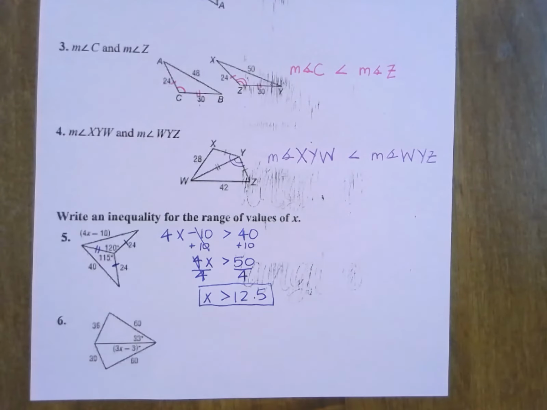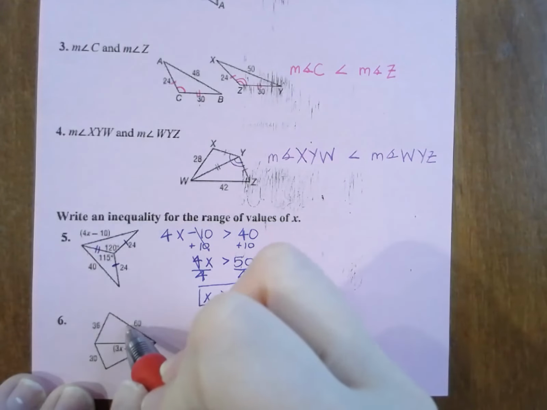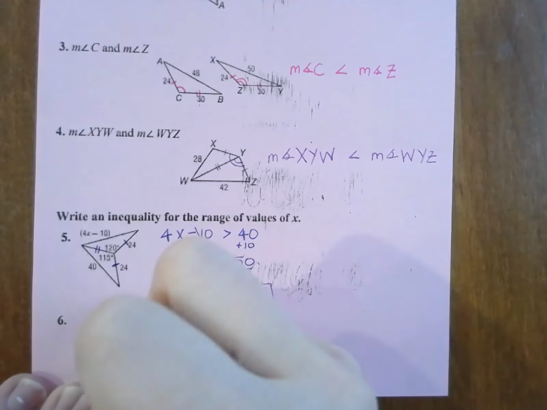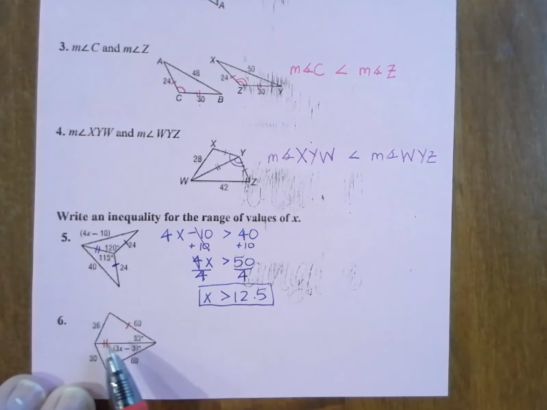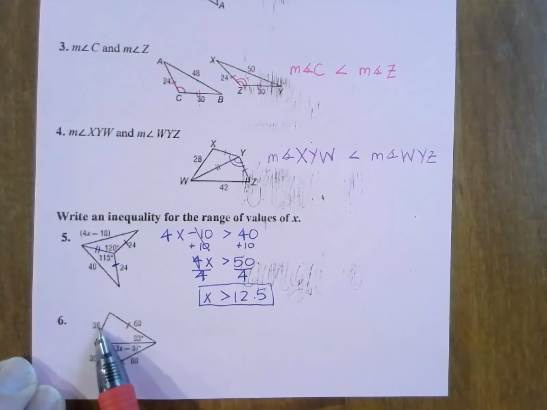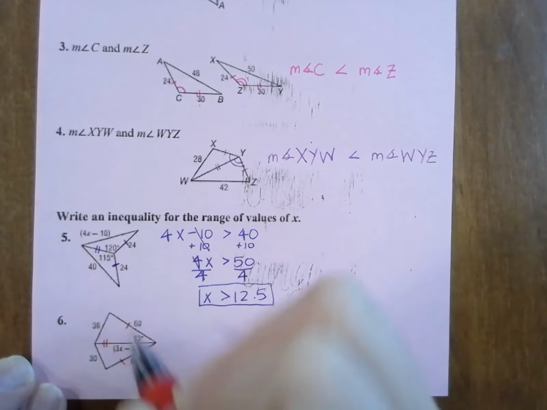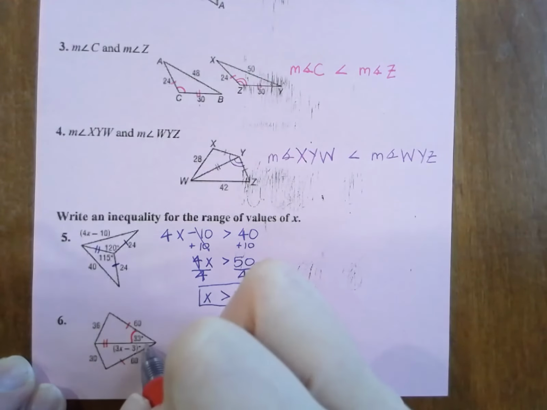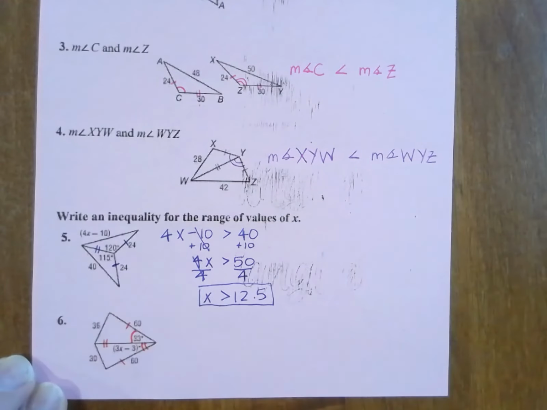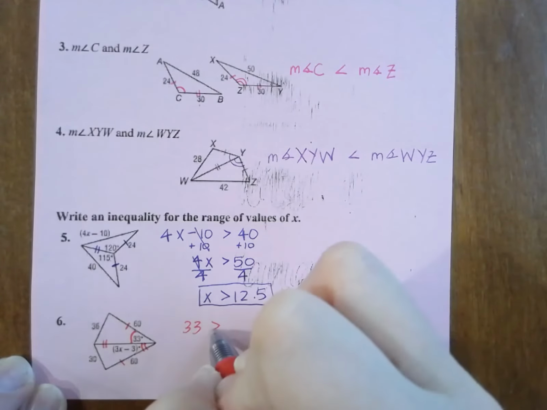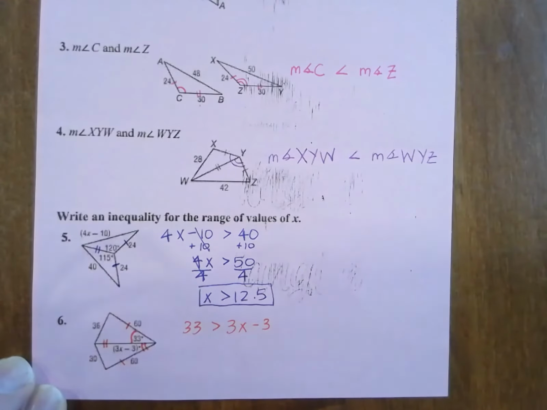We're going to do the same thing for number 6. Except this time x is in the angle measure, so we're going to use the converse of the Hinge theorem. Well, 60 and 60, so these two sides are the same. And by the reflexive property, this side is congruent to itself. So now we can look at the other two side lengths to determine what we know about the angles. Well, 36 is greater than 33, so 36 is greater than 3x minus 3.